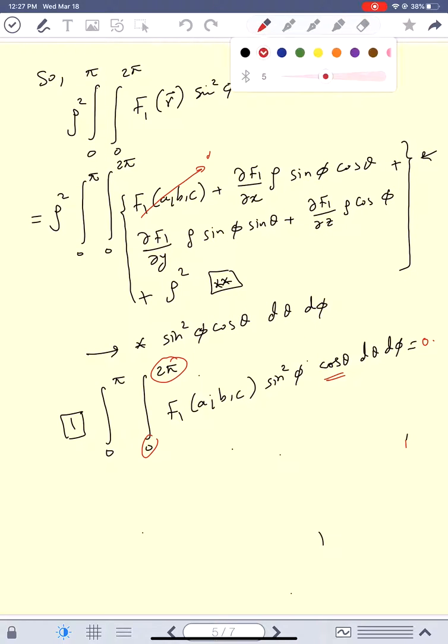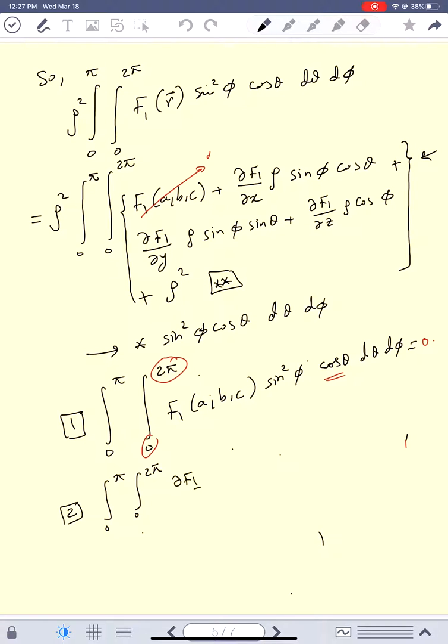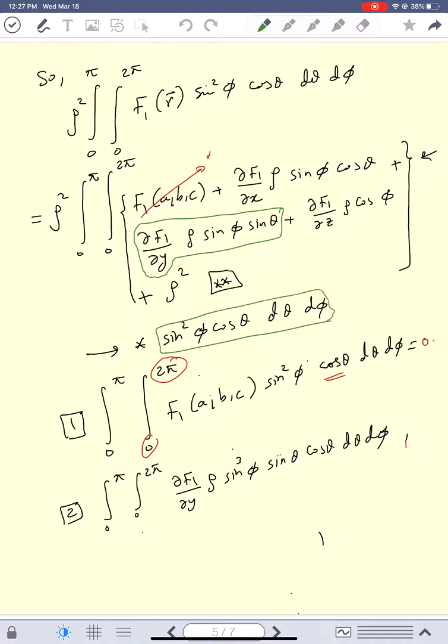Okay, now we go to the second integral. What is the second integral? Let me take the integral from 0 to pi, the integral from 0 to 2 pi, df1 by dy, I'm taking it dy, rho sine phi sine theta. This is multiplied with sine square phi, so this becomes a cube, cosine theta d theta d phi. Again, what we did here is we took this quantity and multiplied it with this because it's a bracket and we should expand this bracket. Okay?